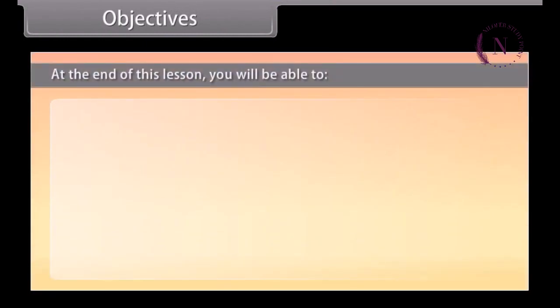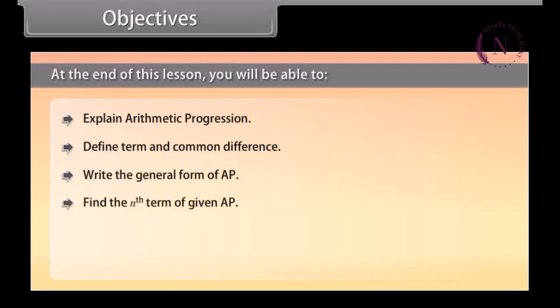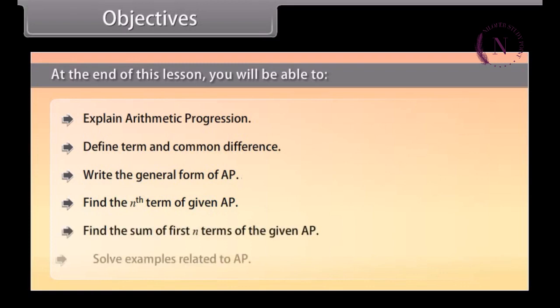Objectives. At the end of this lesson, you'll be able to explain arithmetic progression, define term and common difference, write the general form of AP, find the nth term of a given AP, find the sum of the first n terms of a given AP, and solve examples related to AP.